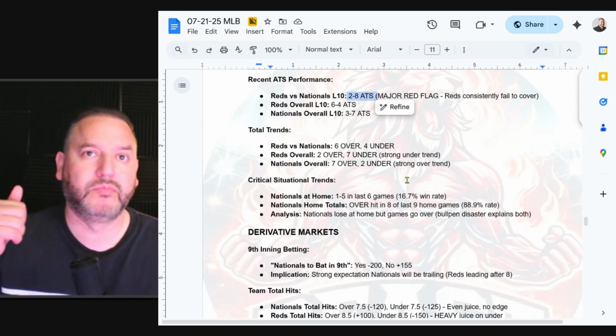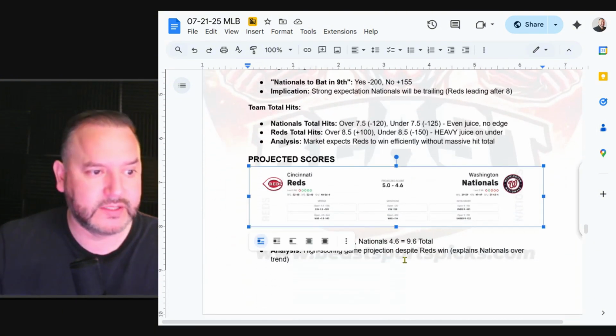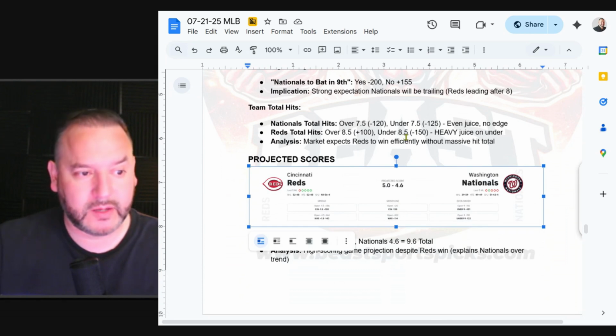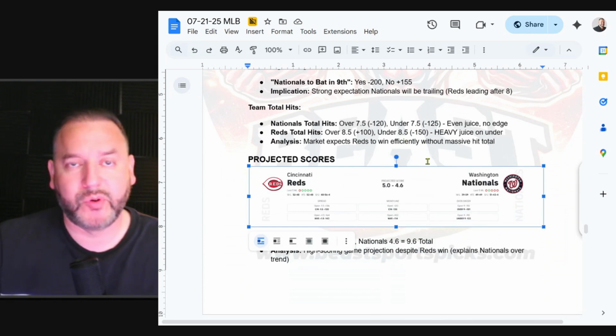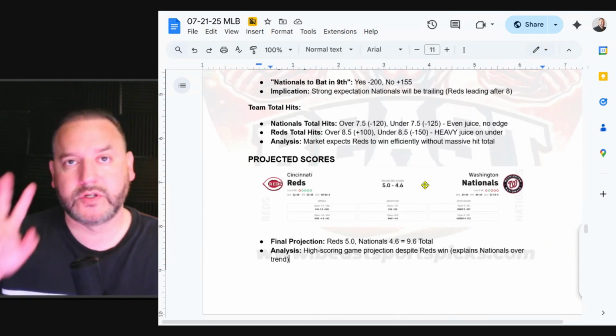But like I said, the bullpen is horrible and the batting is better for the Reds. So I'm taking the Reds. This is supposed to be a very close game. You can see the Reds are favored 5.0 compared to a 4.6 on the projections. I'm taking the Reds. So those are the two games I'm giving you.